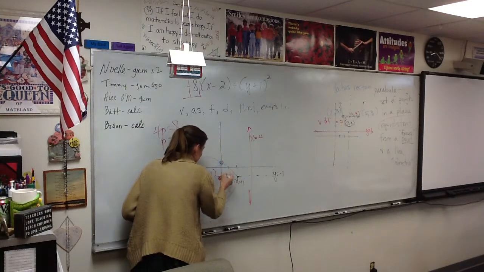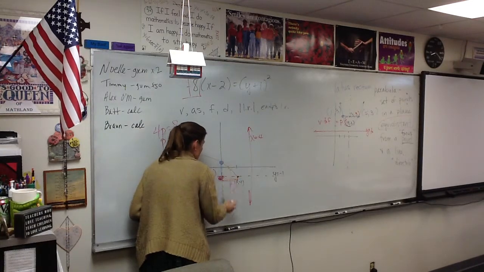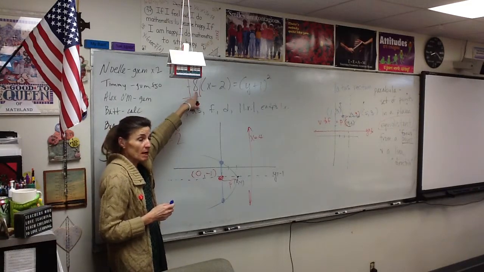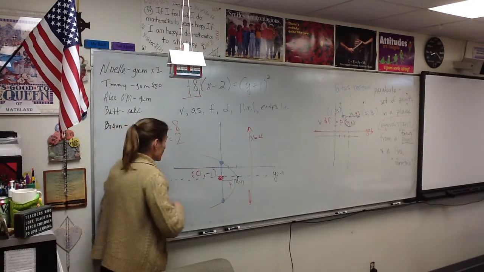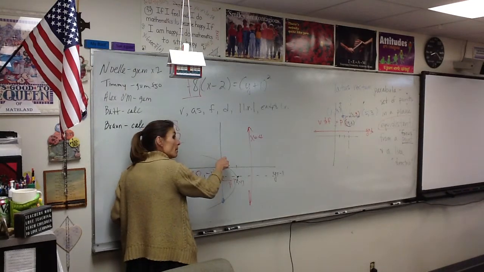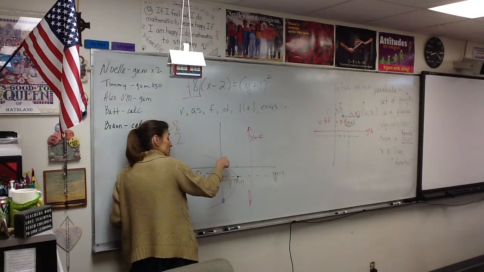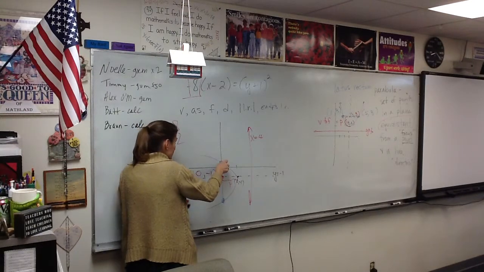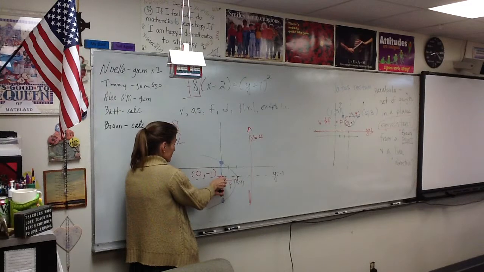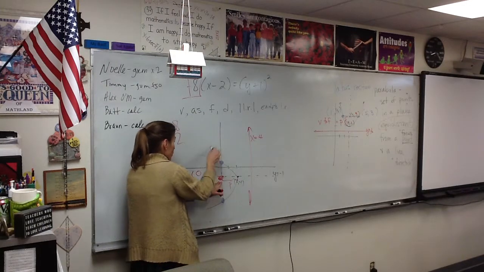Here's my latus rectum. How far is it from top to bottom? It's 8. From top to bottom is 8. So to get this endpoint, I'm going to start at the center and go up. How much? 4. So if I start here at my focus and I go up 4, where will I be? What will be the coordinates of this point?